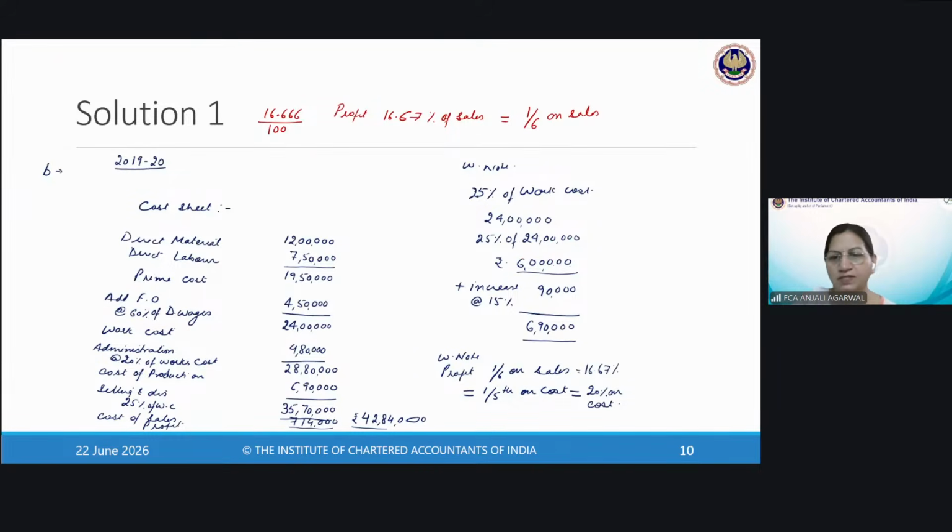Right? So it was 1 by 6 on sales. So we calculate it, but we don't have the sales figure. So we can calculate 1 by 5 on cost. Cost was available to us, 35 lakh 70,000. So 1 by 5 of 35 lakh 70,000 is 7 lakh 14,000, which when we added it to the cost of sales gave us our total selling price or sales value, which is 42 lakh 84,000.